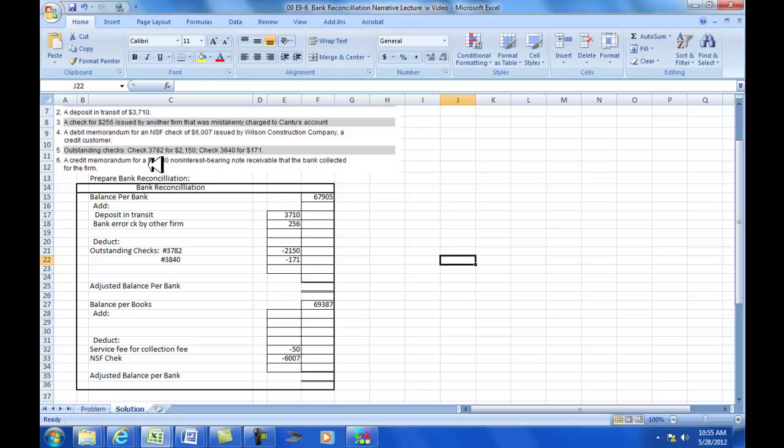Now, a credit memorandum for $6,200, a non-interest-bearing note receivable that the bank collected from the firm. So the bank has received $6,200. It's in their balance here, but we don't have that in our books yet because they didn't bring it to our company, to our bookkeeper, to deposit. They pay directly to the bank. So that would be an electronic funds transfer or a direct deposit to our firm. They didn't give us the name there, but it's $6,200. There's only one, so I'll put it in the totals column. We're adding that.